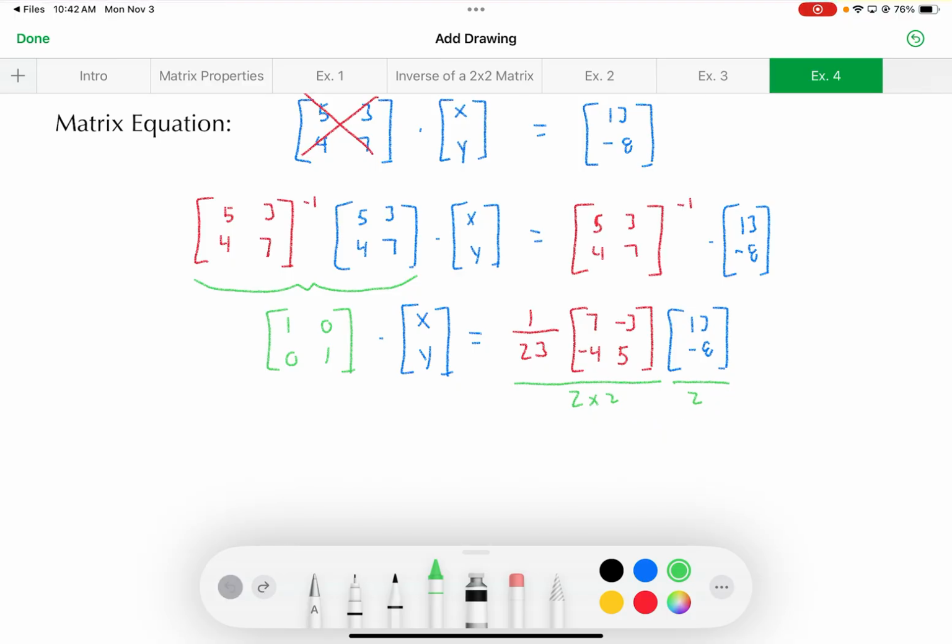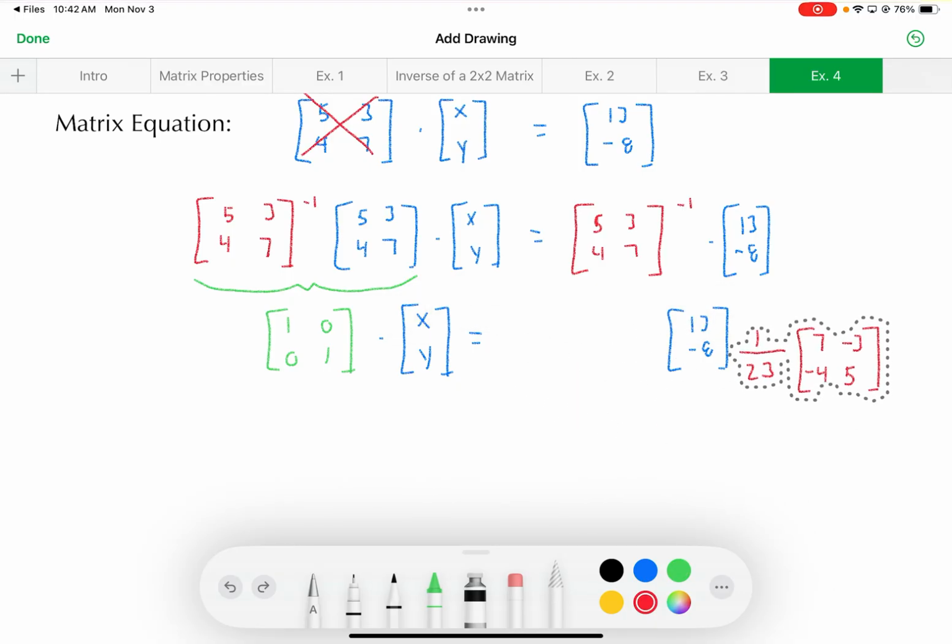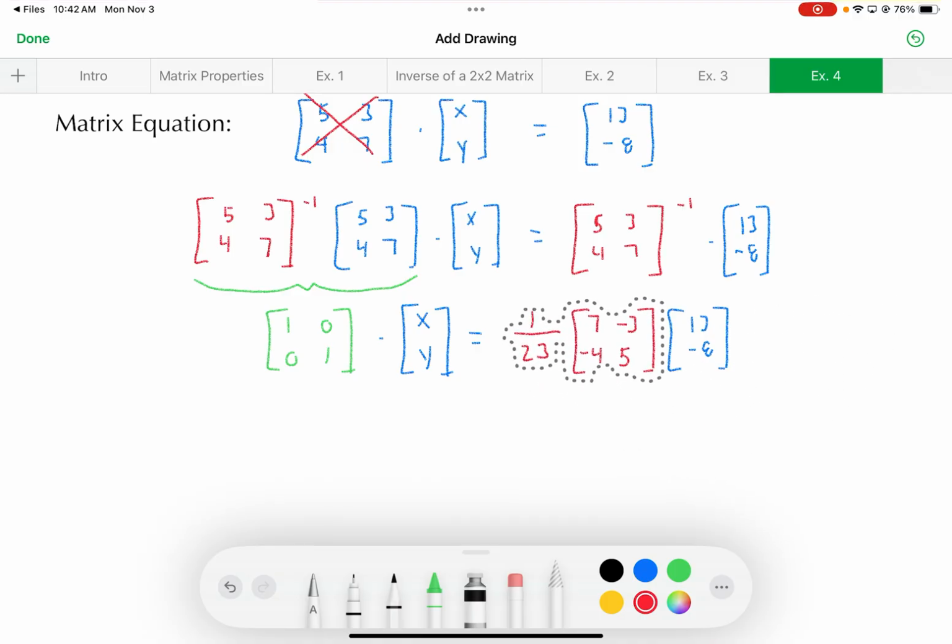Had I flipped this and written it like this, now I'd have a 2x1 with a 2x2. That product would not be defined. So just make sure you're setting your work up correctly so that the product will be possible. Okay? All right, now the identity matrix in green times the variable matrix is just going to create the variable matrix.